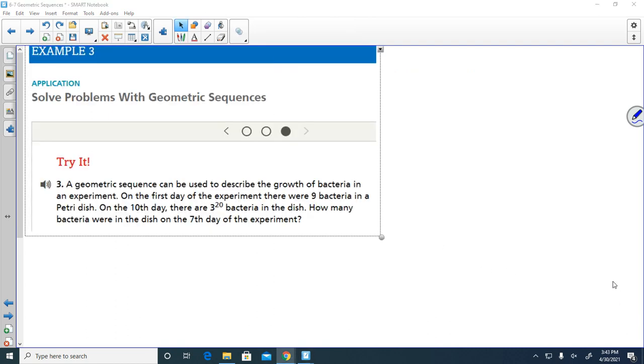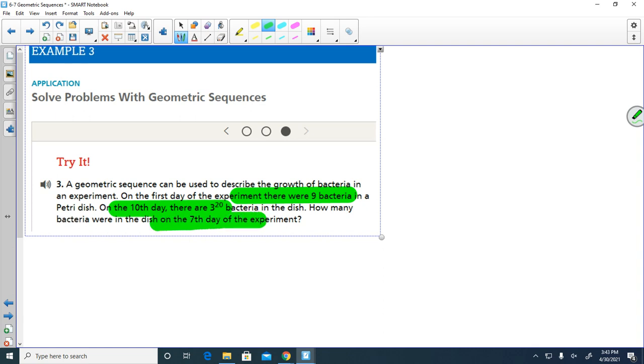So now we can start to apply our knowledge of geometric sequences to solve some problems. A geometric sequence can be used to describe the growth of bacteria in an experiment. On the first day, there were 9 bacteria in a petri dish. On the 10th day, there were 3 to the 20th bacteria in the petri dish. How many bacteria were in the dish on day 7 of the experiment?